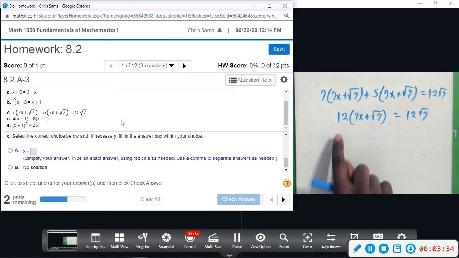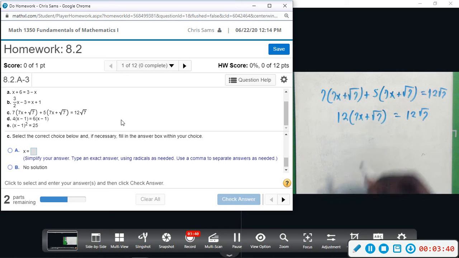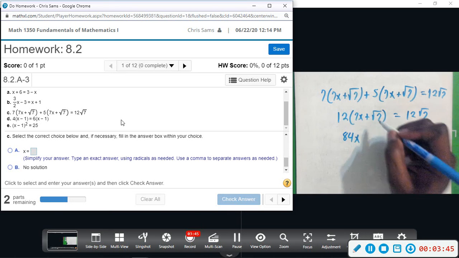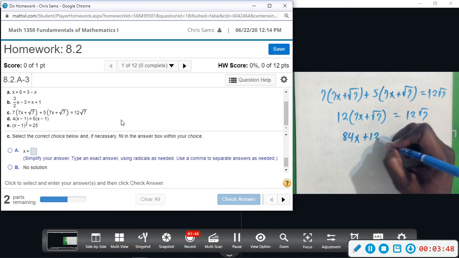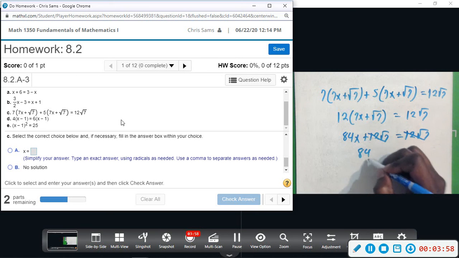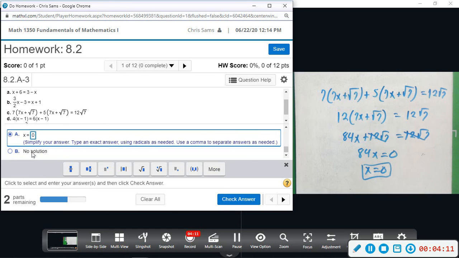Alright, now we can distribute 12 throughout. 12 times 7 will give us 84. So this will give us 84x, and then this will be plus 12 square roots of 7 equals 12 square roots of 7. And we can subtract this off, and these two guys will just cancel out. So we'll have 84x equals 0. Divide by 84, so we just get x equals 0. Okay, looks really complicated, but those two are equal, so they'll cancel out when you subtract them. So x equals 0.